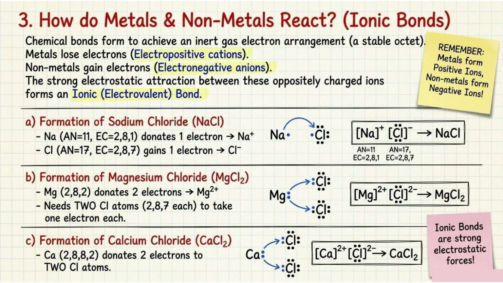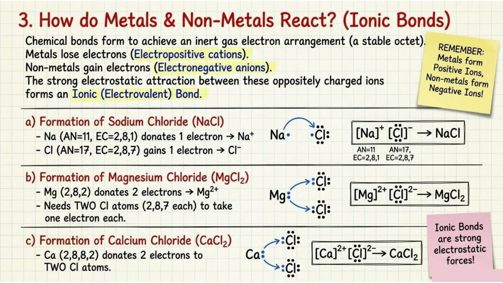First up, ionic bonds, which are also known as electrovalent bonds. Think of an ionic bond like a billionaire giving away a car to someone who desperately needs one. It's a complete transfer. I love that analogy. Metals have extra electrons they want to lose. When they lose them, they become positively charged electropositive cations. And nonmetals desperately need electrons, so they take them, becoming negatively charged electronegative anions. Since one is positive and one is negative, they are pulled together by a massive electrostatic attraction.